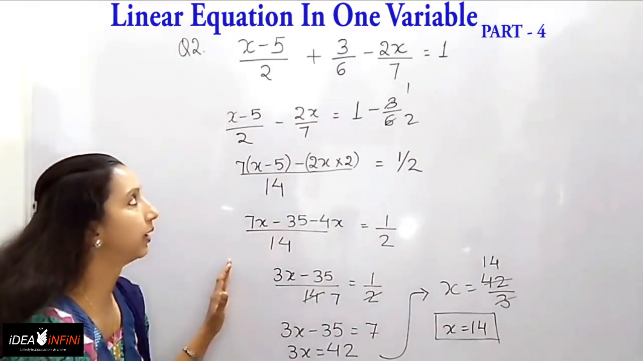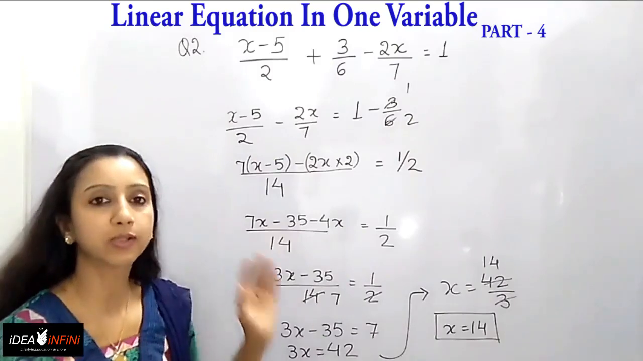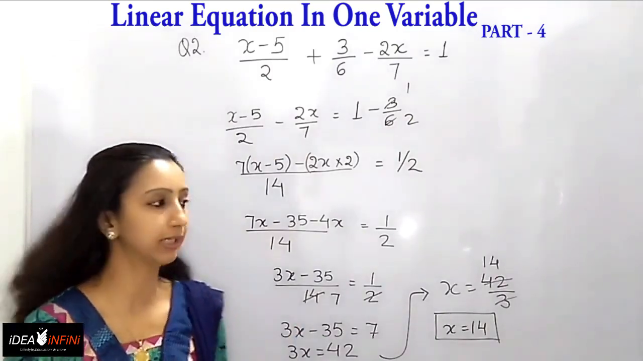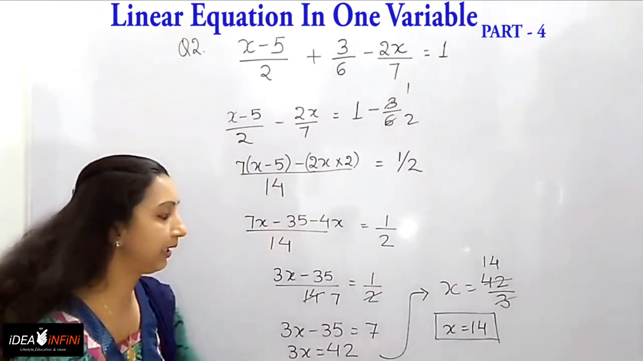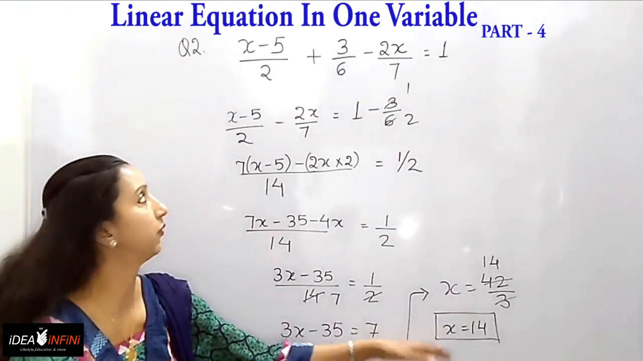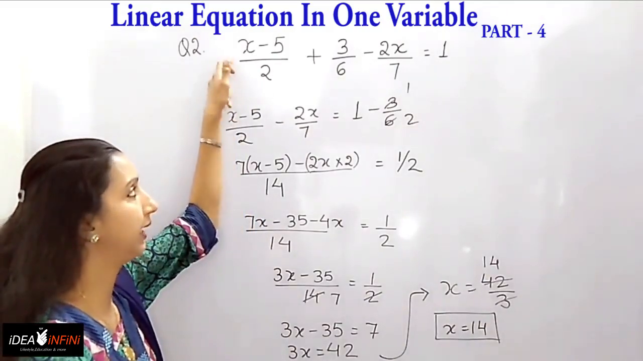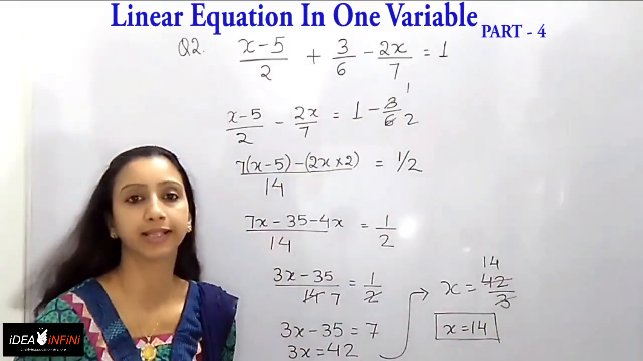See the steps. Always keep the variables on one side of the equal to sign and constants on the other side to make it easy. And here finally when I get the answer as 14, I can check it by putting the value here. If I put 14, I should get 1 on the right hand side.